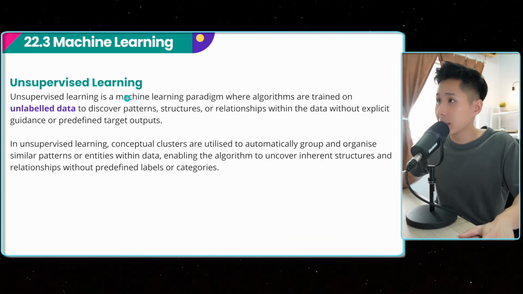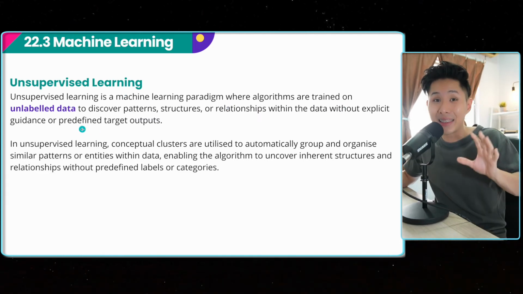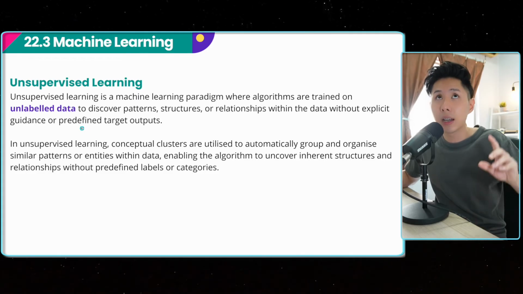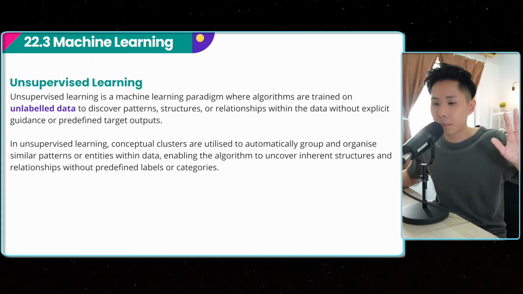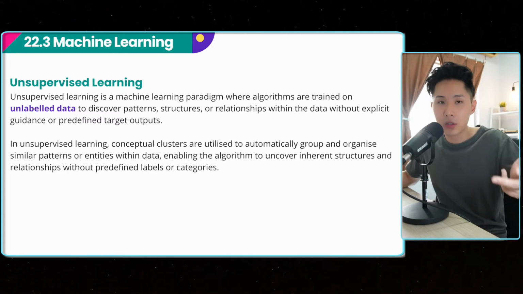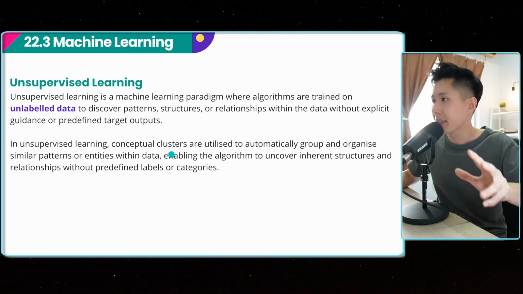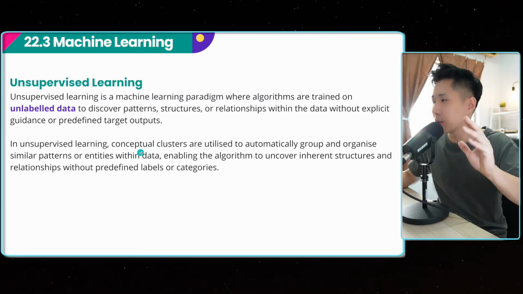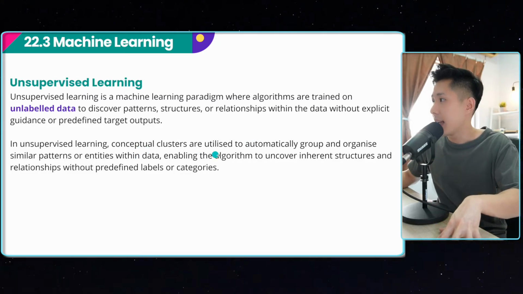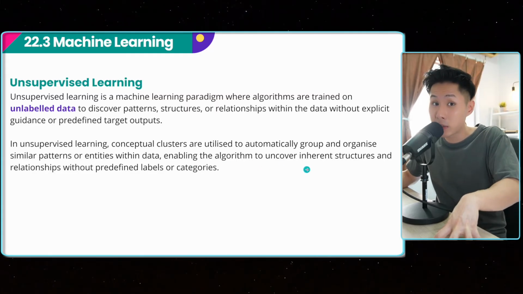So unsupervised learning is a machine learning paradigm where algorithms are trained on unlabeled data. So you are feeding the machine a bunch of data, but you don't label them. I'll show you some examples of what labeled data means, okay? But you don't label them. And the idea is that you create conceptual clusters and automatically group and organize similar patterns or entities within data, enabling the algorithm to uncover inherent structures.